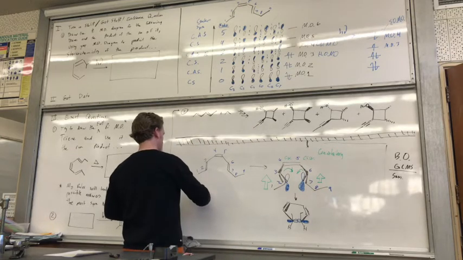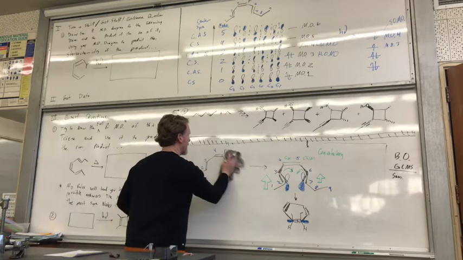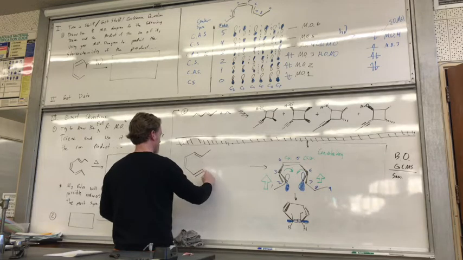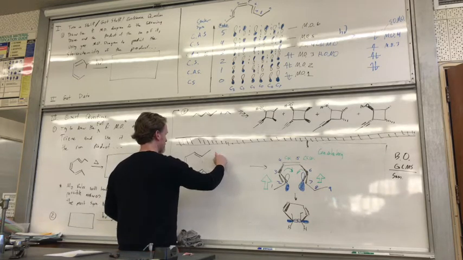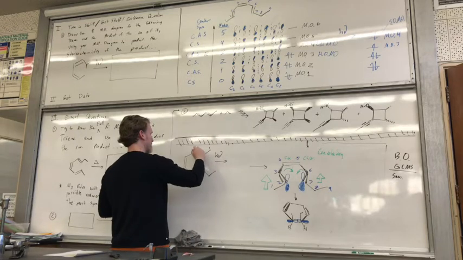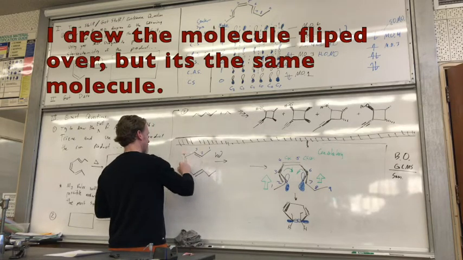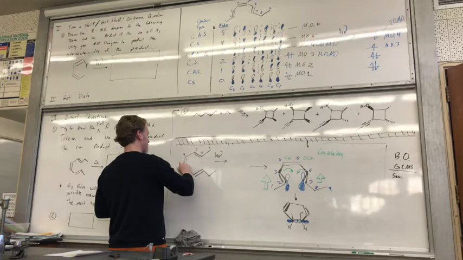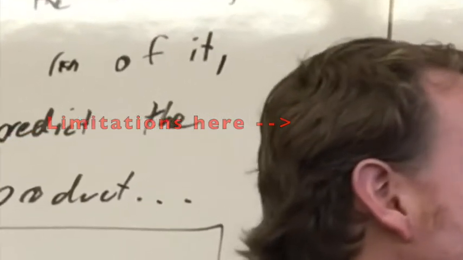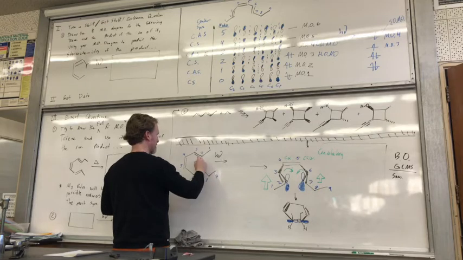Okay, let me draw it up again, just from the start, to show you the regio and then that stereochem finally. From 2, swing 7.